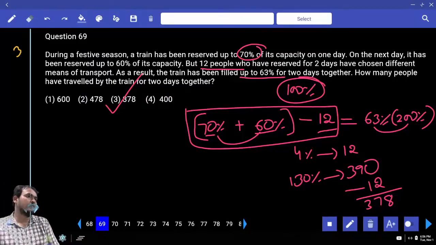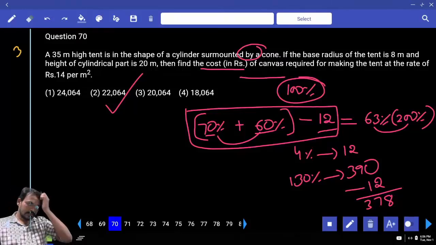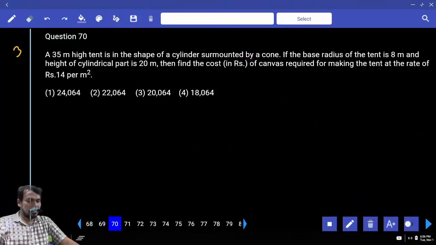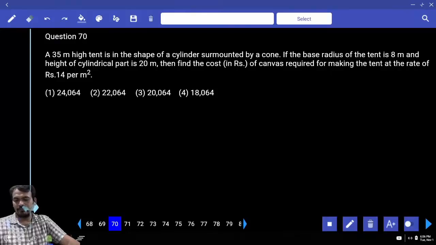Next question number 70. A 35 meters high tent is in the shape of a cylinder surmounted by a cone. If the base radius of the tent is 8 meters and the height of the cylindrical part is 20 meters, find the cost in rupees of canvas required for making the tent at the rate of 14 rupees per meter square.